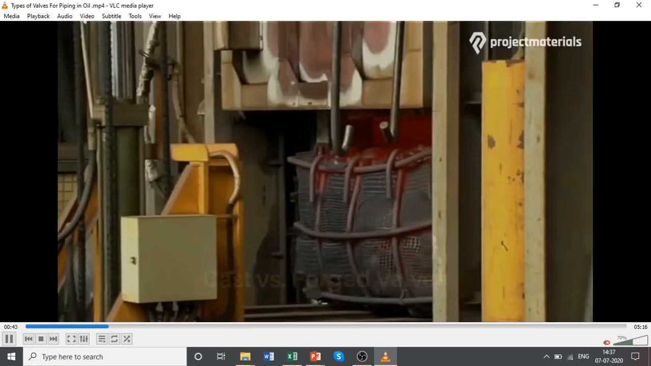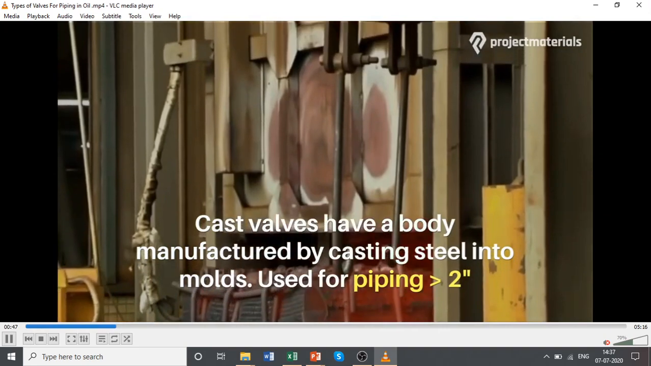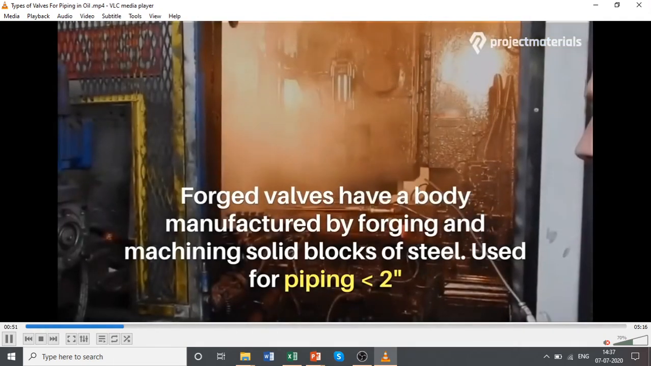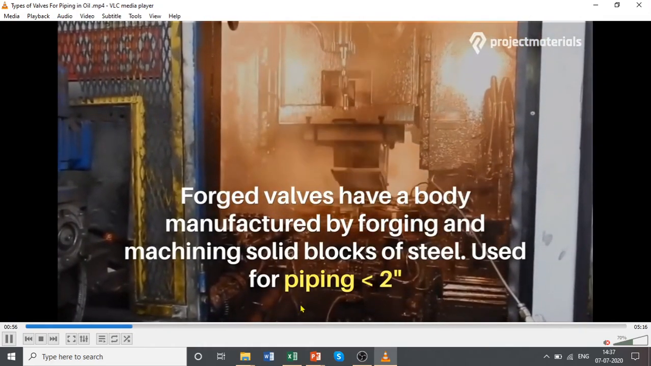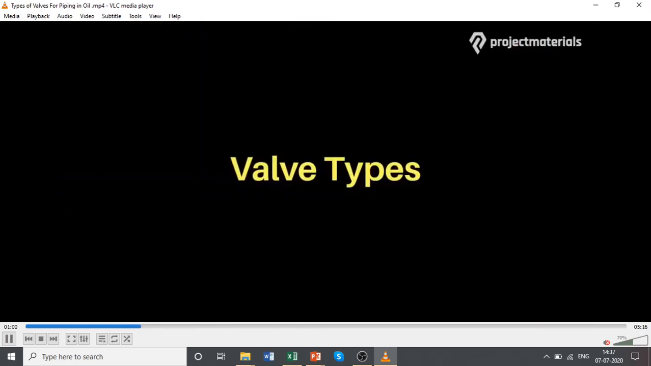Cast versus forged. Something about mechanical engineering, either it is cast or it is forged. Forged means the metal is taken at high temperature and pressed into a particular shape. That's called forging. So this is very important.